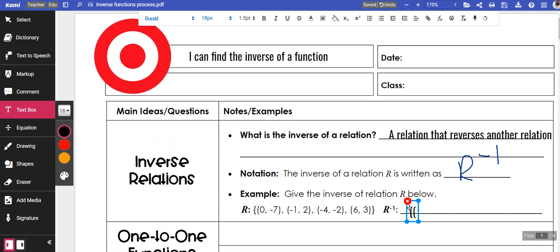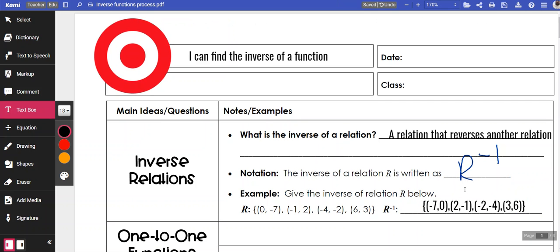So its inverse is negative 7 comma 0, 2 comma negative 1, and negative 2 comma negative 4, and 3 comma 6. Now, this relation could be a function, but I don't know, but that's it. That's how it goes.